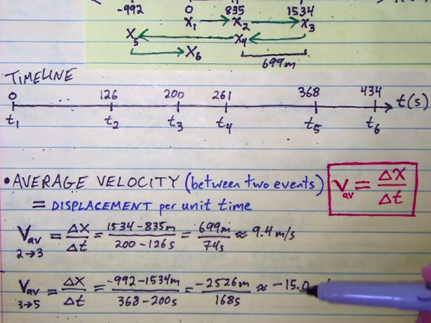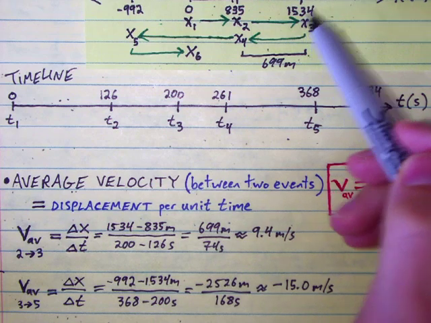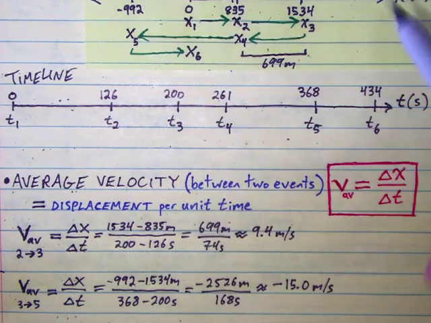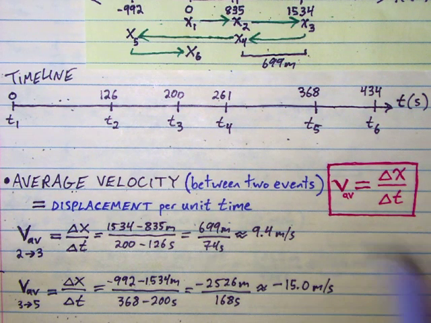All right, notice this time the velocity is negative. His displacement was negative, thus his velocity is negative. Between those 2 events, Chewy moved in the negative x direction. So velocity tells us something about the direction of motion. A positive velocity means we moved in the positive direction. A negative velocity means we moved in the negative direction.